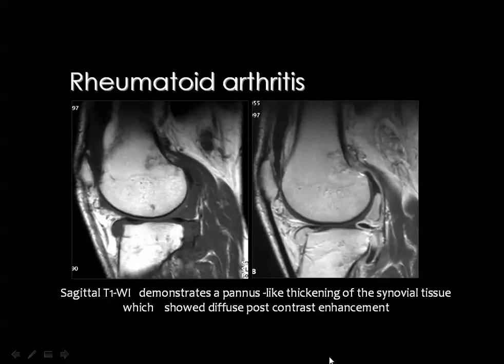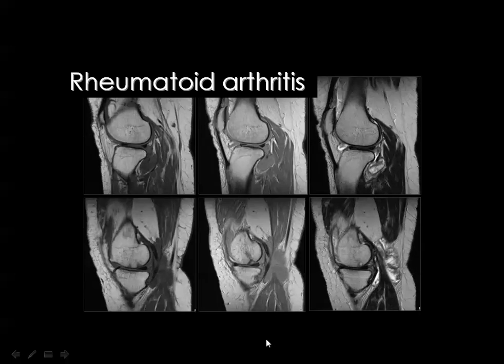Then this is one of the manifestations of rheumatoid arthritis, which is synovial hypertrophy, thickening, and enhancement. In the T1 weighted image, you can see these low signal structures which have been enhanced after contrast injection in this T1 weighted image post contrast, representing synovial hypertrophy, thickening, and enhancement. And this is the case of rheumatoid arthritis of the knee, involving mainly the synovium.